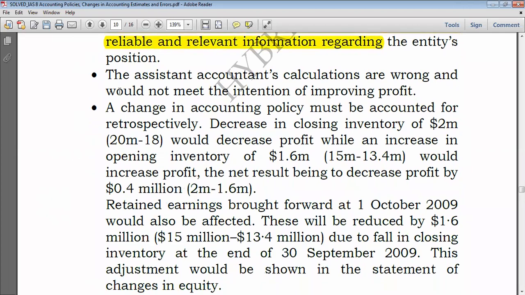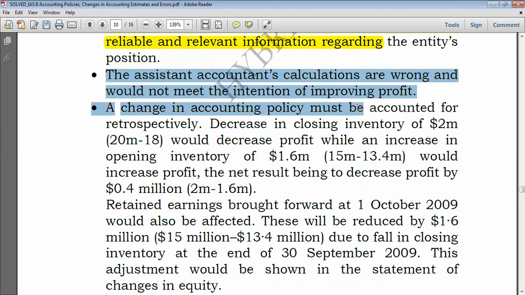So what? The assistant accountant's calculations are wrong. They actually are wrong because, as I've shown, that's what should have happened. They would not meet the intention of improving profit. A change in accounting policy must be accounted for retrospectively. As I told you, if it's a change in accounting policy, you have to go back. That's why we went back to the opening inventory.